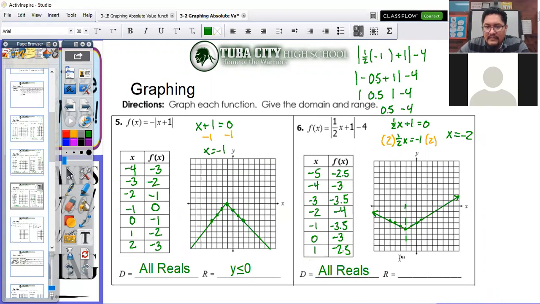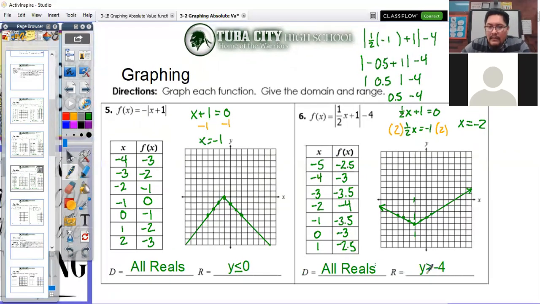So now we have this one graphed. And all reals, good enough. With the range, we just want to know either the lowest number we can pick or the highest number, which in this case, there is a lowest number. So Y values have to be greater than, and we can look right here at the vertex. We know our vertex is at negative 4. So the Y value has to be greater than negative 4, but it can also be equal to, so Y is greater than or equal to negative 4.